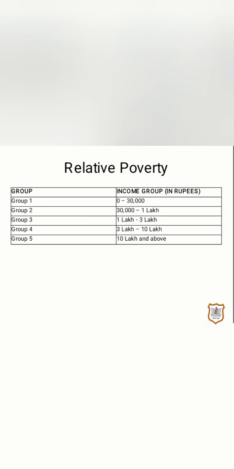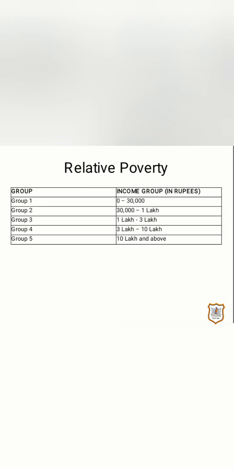But if we compare the income of group 2 with the income of group 3, 4, or maybe group 5, we may say that people of group 2 have lower income than people in income groups 3, 4 and 5. So we may say that people of group 2 are relatively poorer than groups 3, 4 and 5.